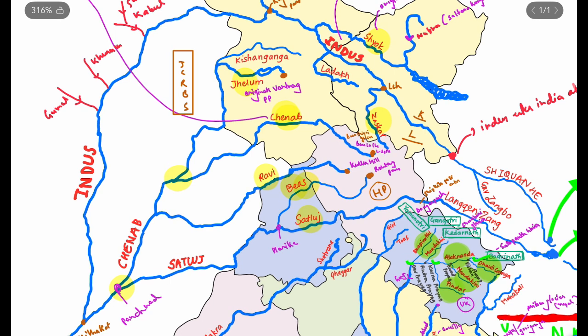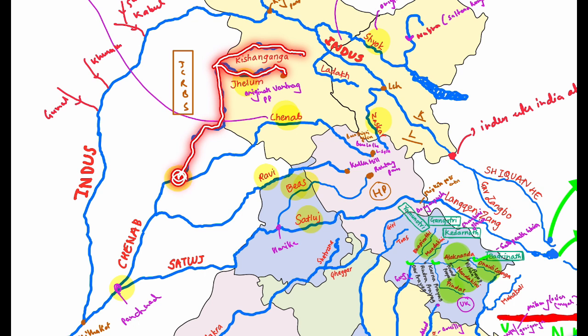Now the Kishanganga meets the Jhelum. Jhelum originates from Verinag, which is in the Pir Panjal range. So the Jhelum flows through this, and here the Jhelum meets the Chenab. Chenab doesn't meet Jhelum. You have to remember that the Jhelum drains into the Chenab.